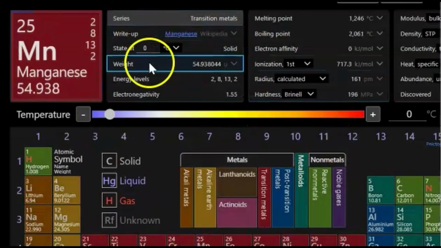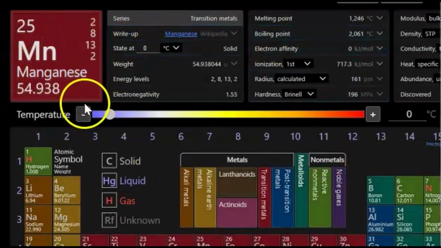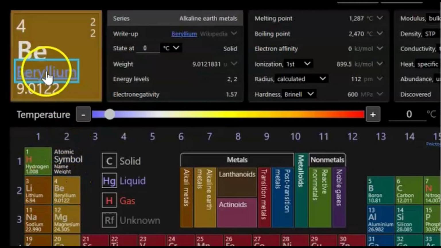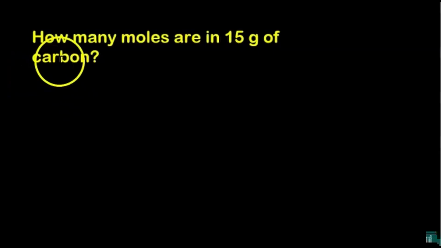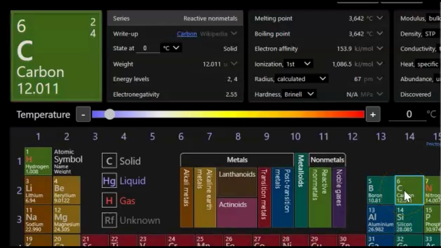Now what you're seeing here is from ptable.com. And it's nice because up here in this corner, it shows the element. If I highlight the element, it just shows it. And what we want, I'm going to go back. We want to know how many moles are in 15 grams of carbon. So I'm going to go to carbon and hover over carbon. And you see on the top left, that bottom number, 12.011 grams in the big green square. That's how much 1 mole of carbon weighs, 12.011 grams.